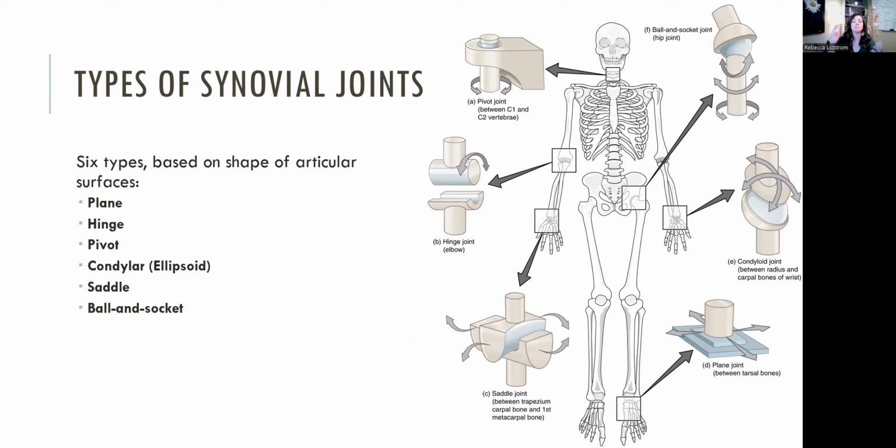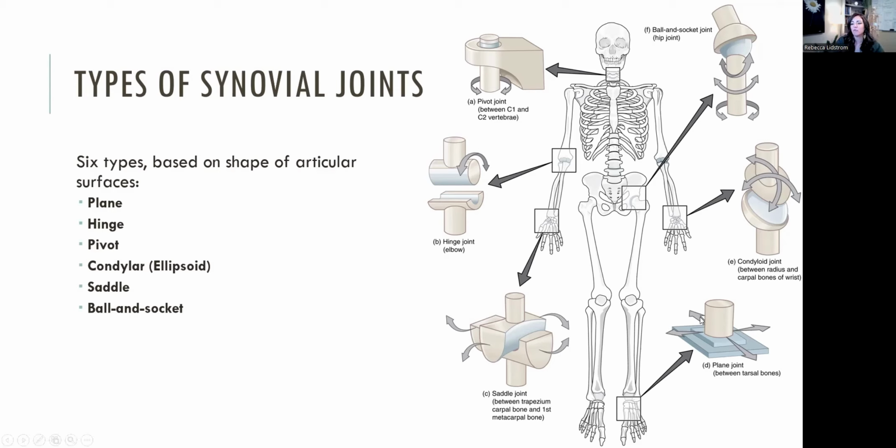So there are 6 basic types of synovial joints that we have, and it's based on the shape of the articulating surface. So how those two joints are going to move together, which is going to then give way to how those joints actually move and what they are doing with the segment, or how that segment can move. So we have plane type joints.